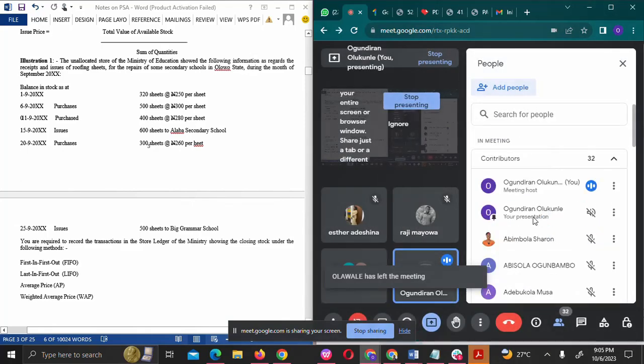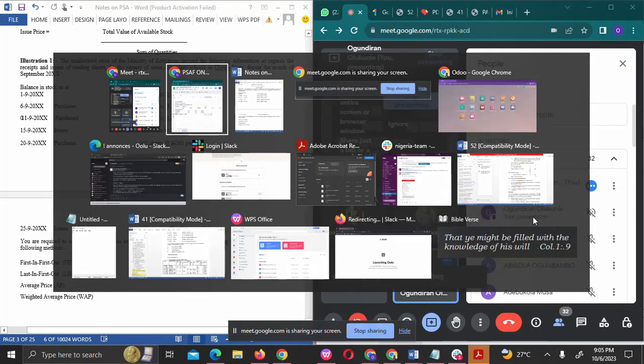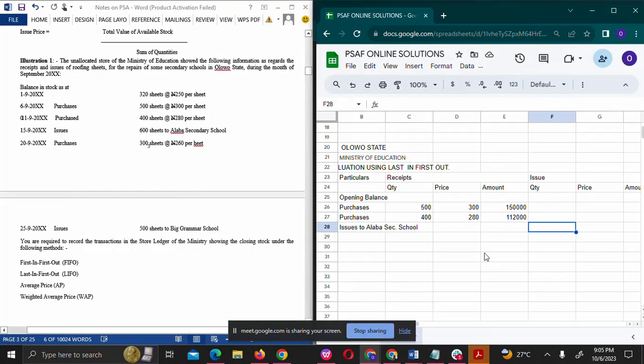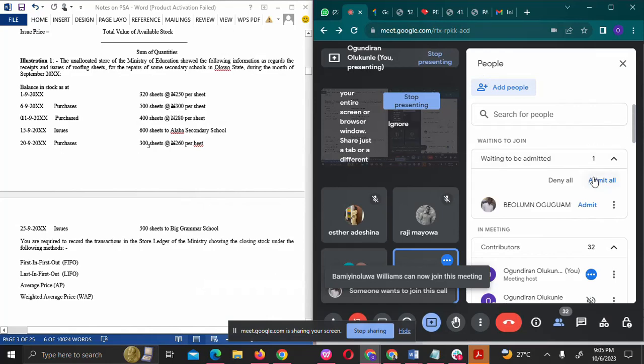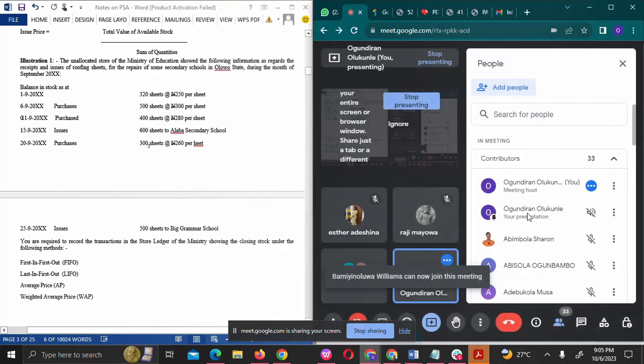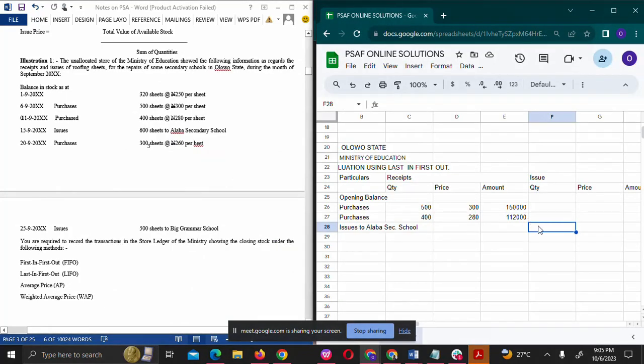The last will be the first to be issued out, right? So for the units, I have 600 units to Alaba. So I'm doing 600. Out of the 600, I can only take 400 conveniently. So I'll take 400 and the price is 280.